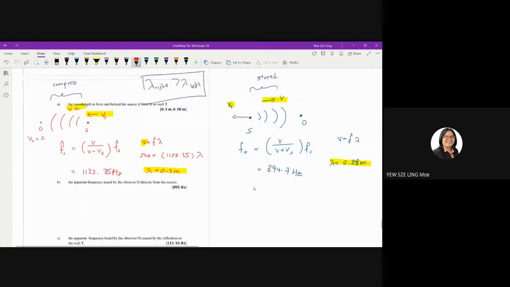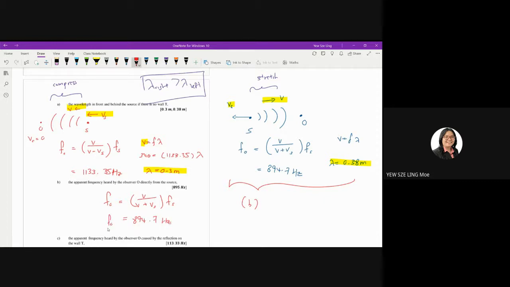And then how about question B? The apparent frequency heard by the observer from the source. So what is the frequency heard by the observer? Now, the observer is on the right-hand side. Therefore, it's this case. You just use this case for question B. So observer Fo equals v over v plus vs, times Fs. So it equals 894.7 hertz.